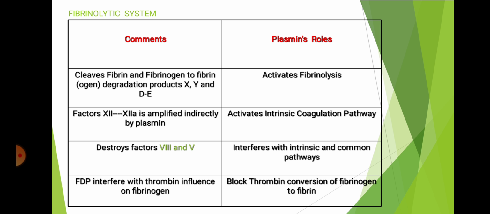It converts factor 12 to 12A, which is amplified indirectly by plasmin. It interferes with intrinsic and common pathways, that is, it destroys factor 8 and factor 5. It blocks the thrombin conversion of fibrinogen to fibrin, that is, fibrin degradation products interfere with thrombin influence on fibrinogen.